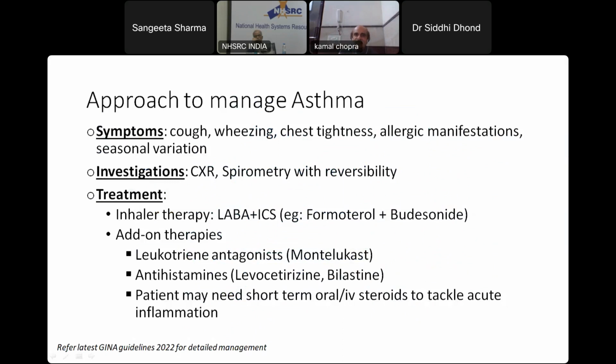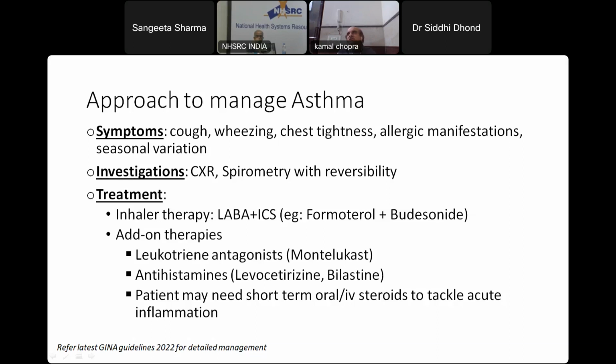So, approach to managing asthma. Symptoms are very common: cough, wheezing, chest tightness, allergic manifestation, seasonal variation. This is episodic. Sometimes it becomes chronic asthma, and sometimes it becomes status asthmaticus, when asthmatic attacks occur in sequence with no relief in between. The most common physical examination finding is bilateral wheeze, whenever the patient gives a history of allergic manifestation. Very easy to diagnose on X-ray examination; we can see there is air trapping. Spirometry is important, which will show FEV1 is decreased, and reversibility. The reversibility is characteristic of asthma, and it can differentiate between COPD and asthma.